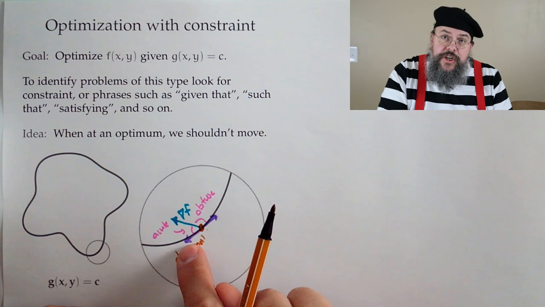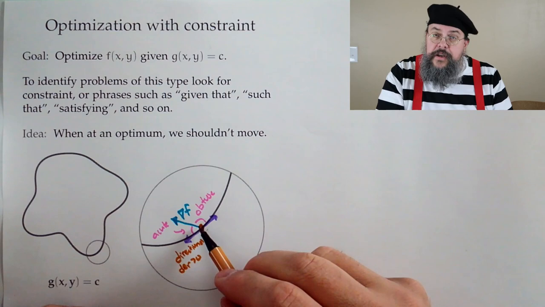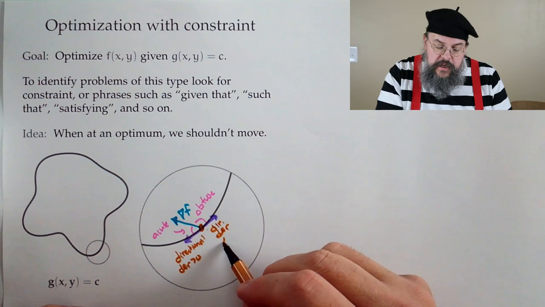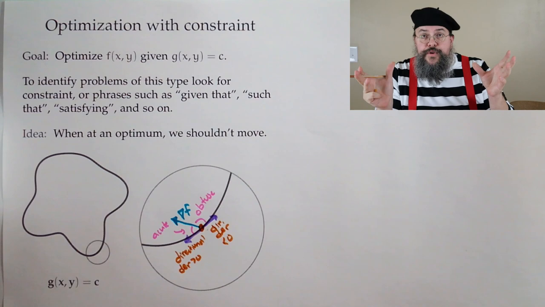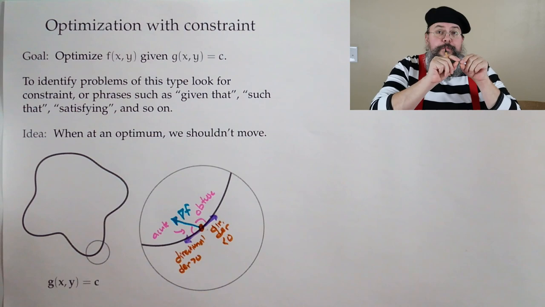On the other hand, if we move in this direction, towards the obtuse angle, our directional derivative will be negative. Again, you look at the formula for a dot product. When your angle is obtuse, you get a negative dot product. Well, that says our directional derivative is down. And so by moving just a little bit, we can decrease.